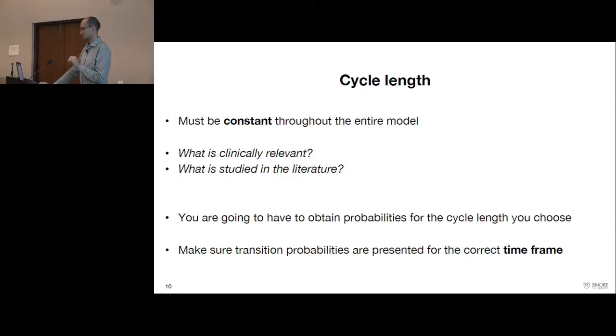One assumption that we make is that the cycle length remains constant throughout the entire model, but how long the cycle length should be depends on the disease. So what is clinically relevant? If it's not a very new disease that was just discovered somewhere in the rainforests, if it's like TB or breast cancer, people have done this, maybe for a different kind of intervention. So that's the easiest way to decide what cycle length is appropriate for the disease you're interested in. You will just look at what others did.